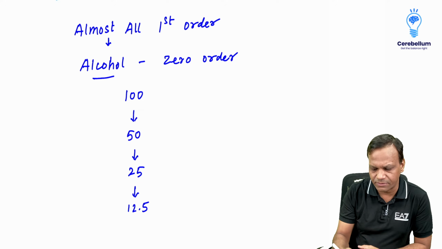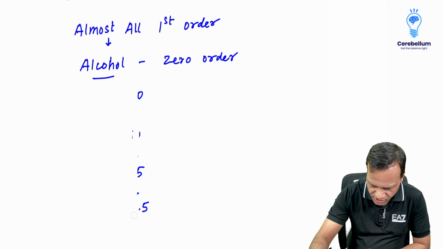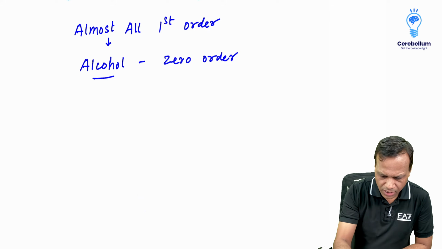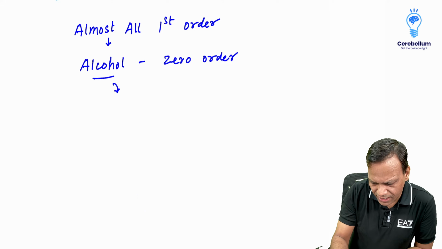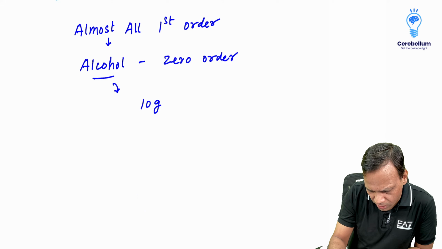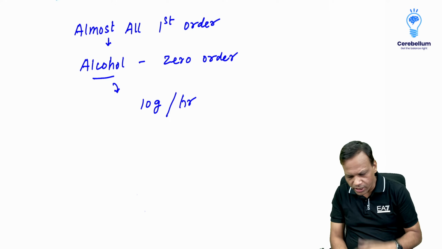So in case of alcohol, sorry, I made this wrong. Remove this. In case of alcohol, rate of elimination is constant, and you can assume that around 10 gram of alcohol is removed per hour. So what is the clinical utility of this?